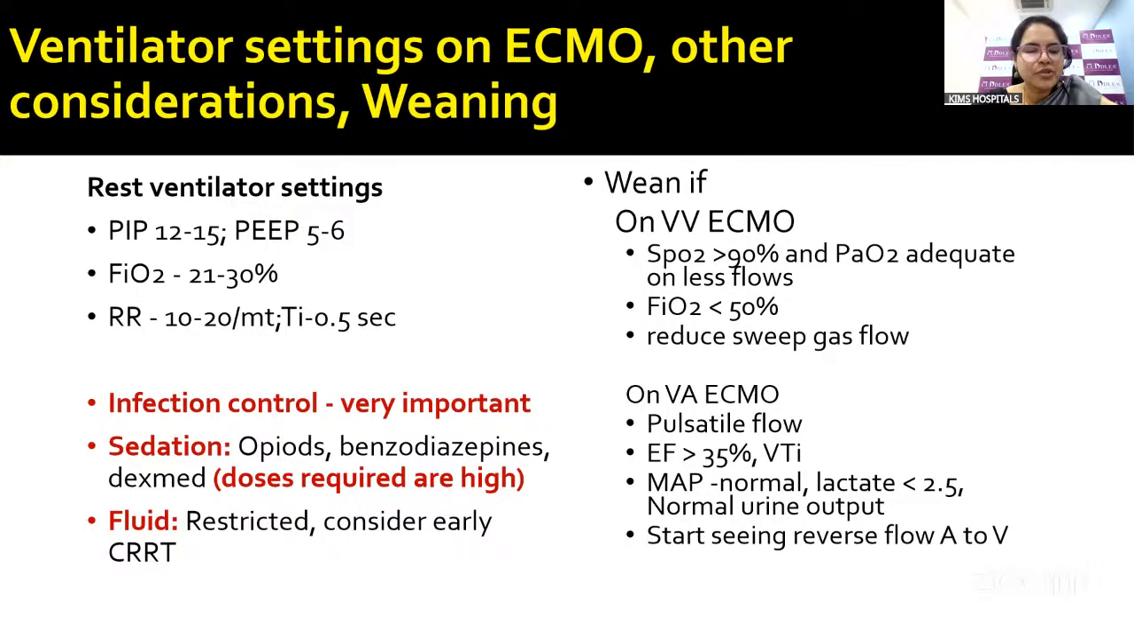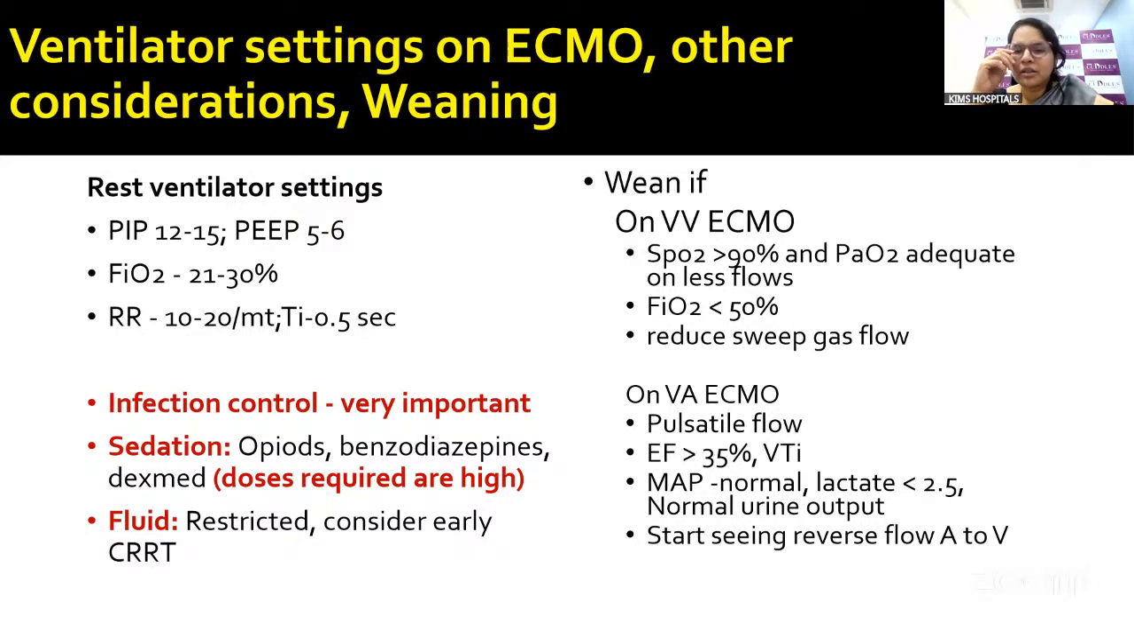And one generally prefers to restrict fluid because the baby can have some pathological weight gain while being on ECMO, and fluid is generally restricted for preventing positive balance. And in cases where there is borderline renal dysfunction, one may also consider early CRRT.